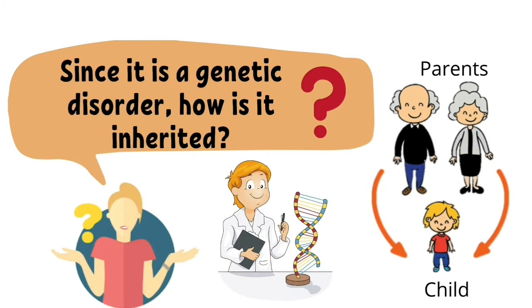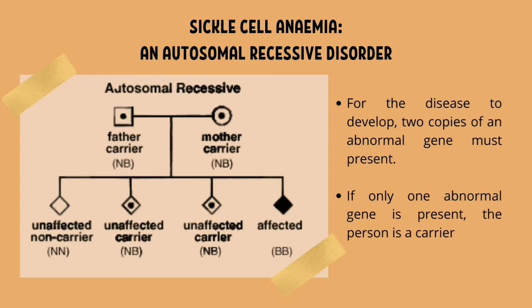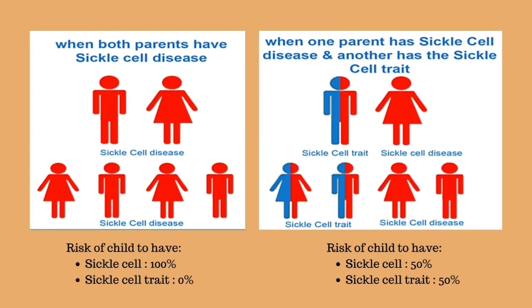Since it is a genetic disorder, how is it inherited? Sickle cell anemia is an autosomal recessive disorder. This means that for the disease to develop, 2 copies of an abnormal gene must be present. If only one abnormal gene is present, this means that the person is a carrier. The following figures show the probability of children having sickle cell disease based on their parents' condition.